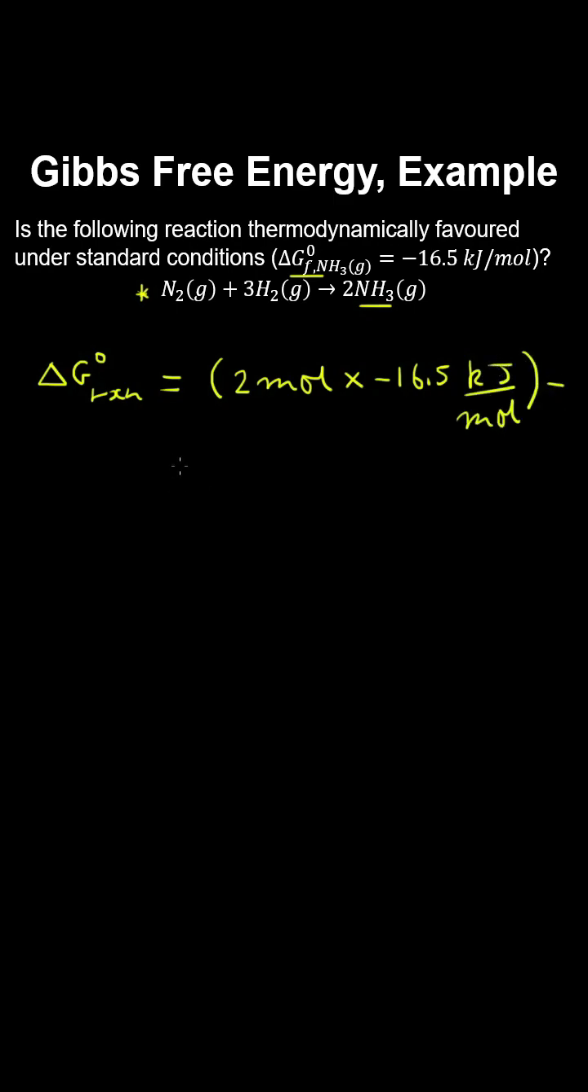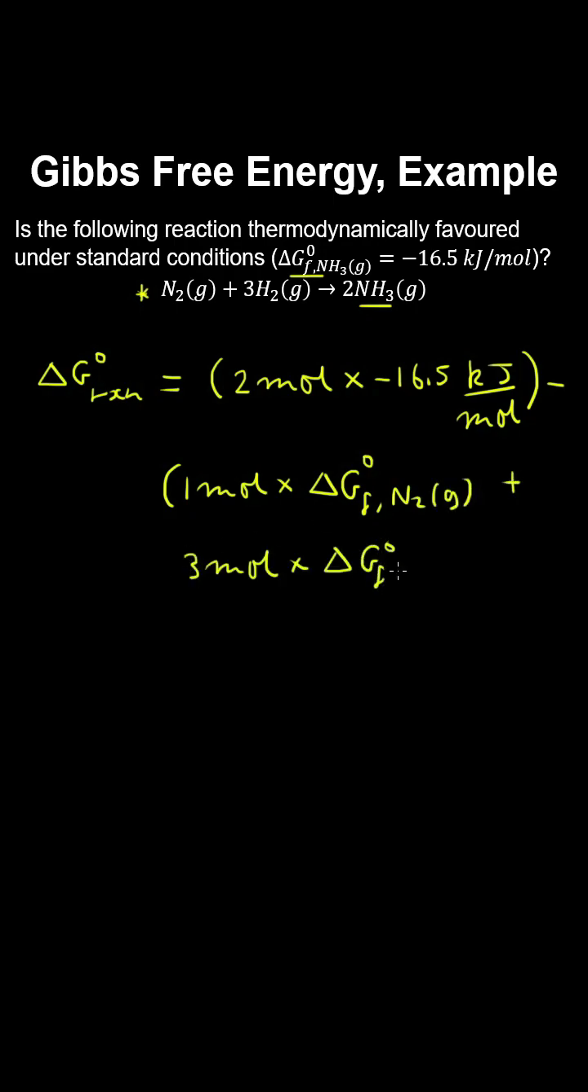Is the following reaction thermodynamically favored under standard conditions? Well, we're given the standard Gibbs free energy of formation of the product, being ammonia. So the free energy change of the reaction is equal to the sum of the free energies of formation of the products. That would be 2 moles multiplied by minus 16.5 kilojoules per mole. And then minus those of the reactants. So we have 1 mole of nitrogen gas by the free energy of formation of nitrogen gas, and plus 3 moles of hydrogen by the standard free energy of formation of hydrogen gas.